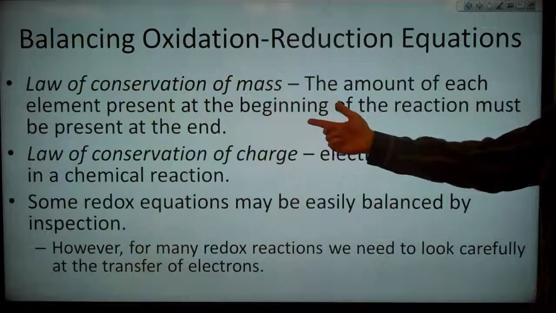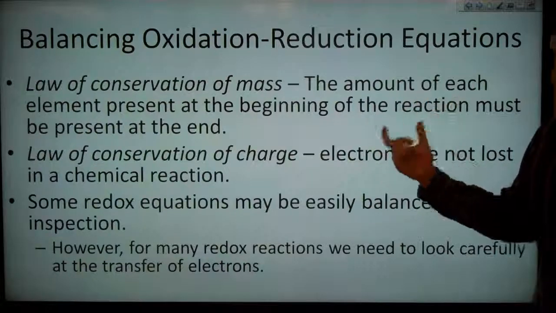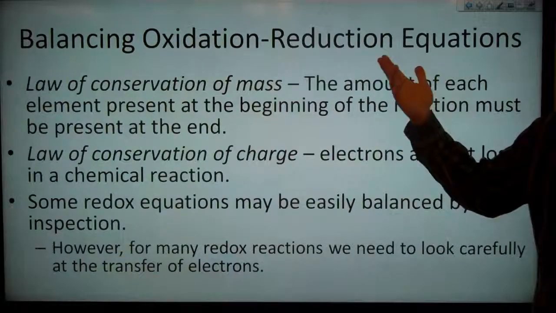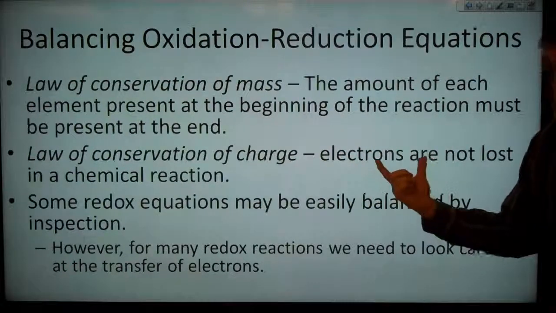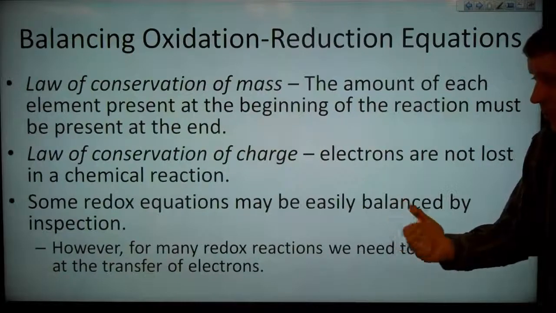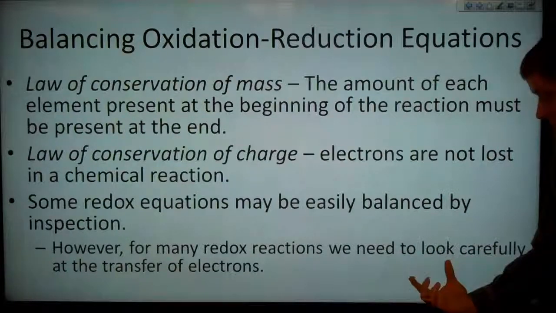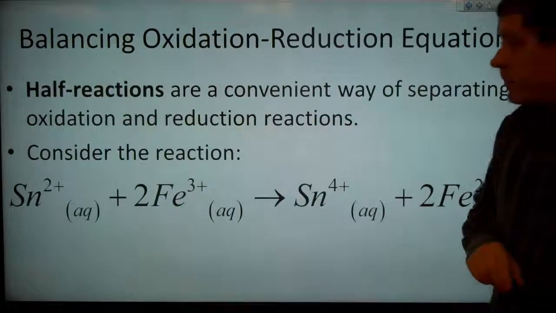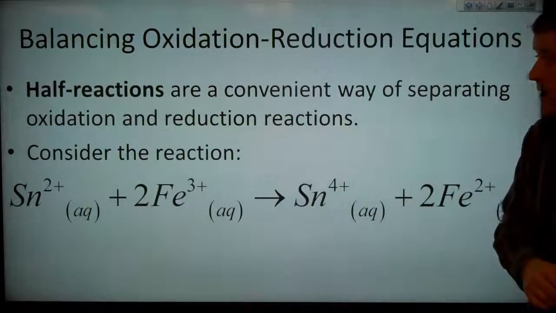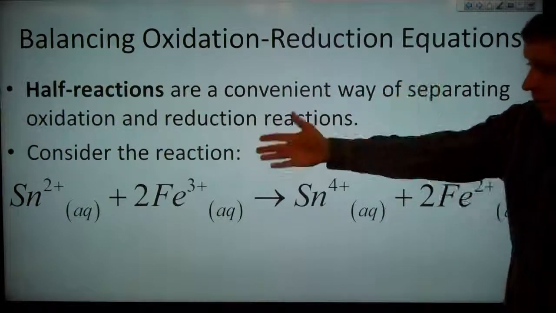Remember the law of conservation of mass. The amount of each element present at the beginning of the reaction must be present at the end. We're not allowed to change the number of atoms of an element. The law of conservation of charge says that electrons are not lost in a chemical reaction, they have to go somewhere. Some redox equations can be easily balanced by inspection, but for many of them, we need to look carefully at the transfer of electrons in order to balance our equation. So we're going to break them up into half reactions because this is a convenient way of separating our oxidation and reduction reactions.